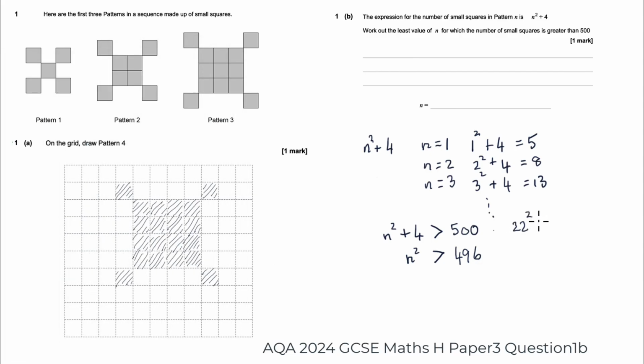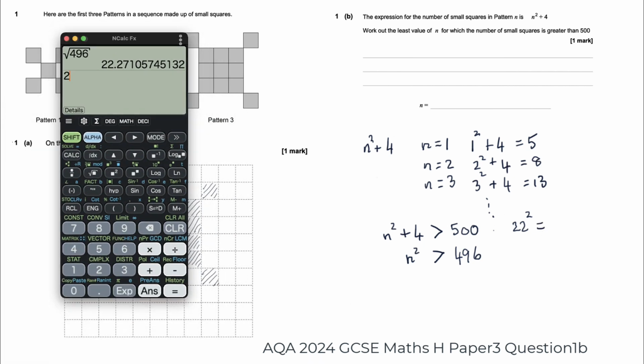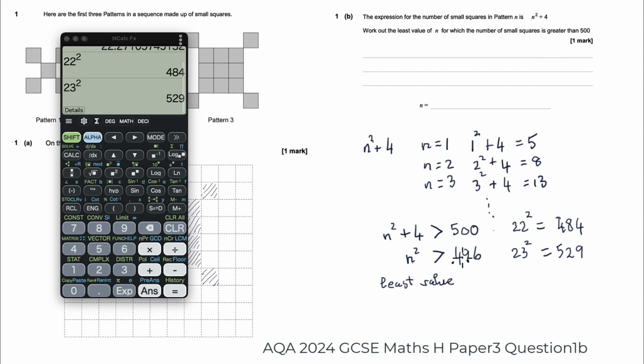22 squared, let's work that out. 22 squared, that's 484. Now you can see if we put 22 in there, we would not have a number greater than 496. So let's move up one and try 23 squared. 23 squared, that's 529. And that is greater than 496. So the least value of n, so that we do get an answer bigger than 496, would be 23.